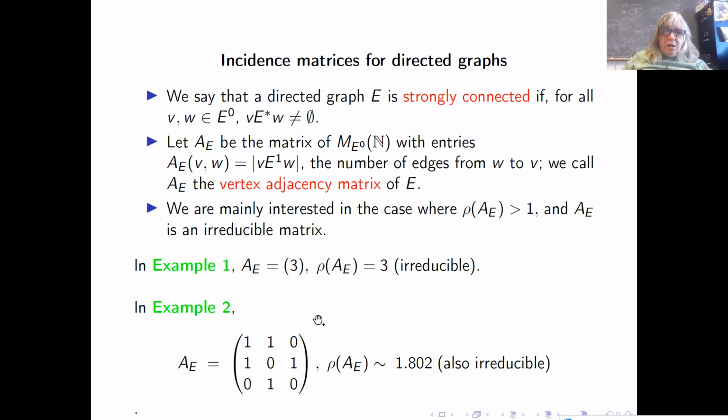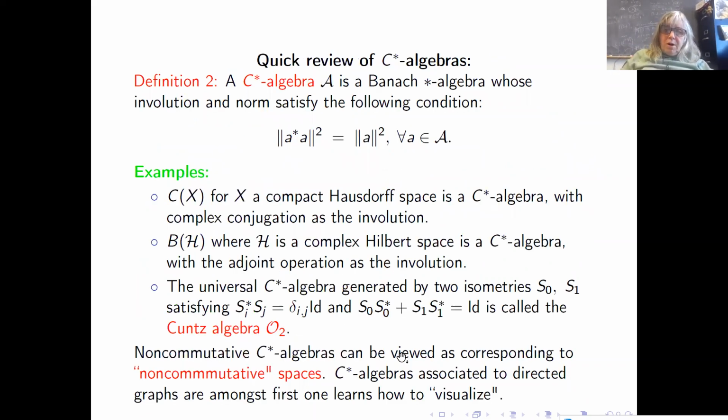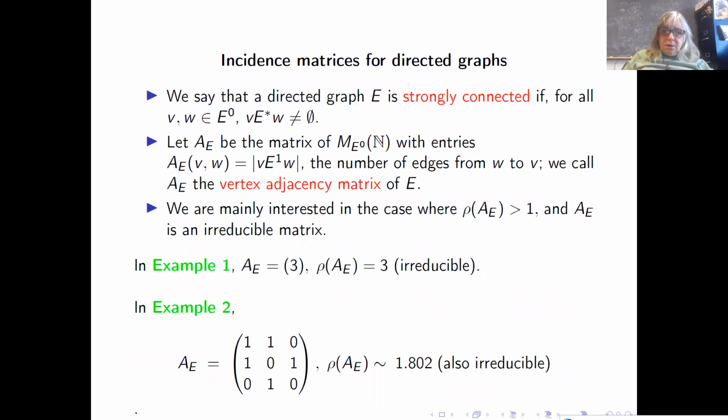And now in our second example, I've labeled the edges E1, E2, the vertices V1, V2, V3, and there are 5 edges. And then when you go through and calculate what A_E is, it's this matrix, which is also irreducible. The spectral radius is greater than 1. Okay, it's 1.802. We'll come back to this because this will be important.